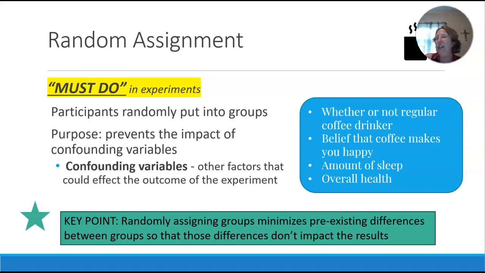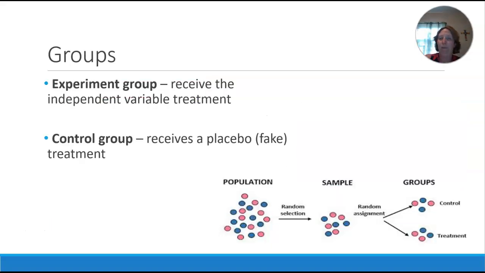Again, this is one of those pretty tricky points that we're going to talk about again. That random assignment, random sample thing, we will revisit multiple times.